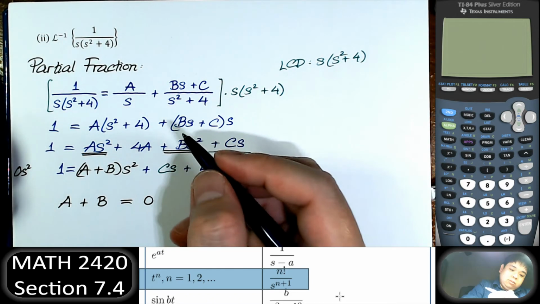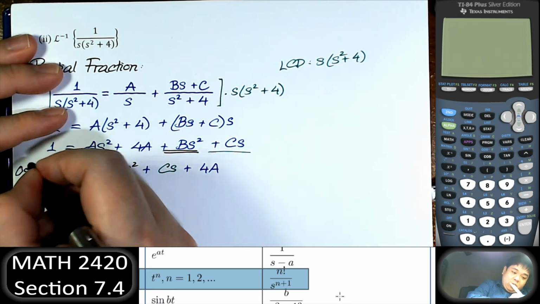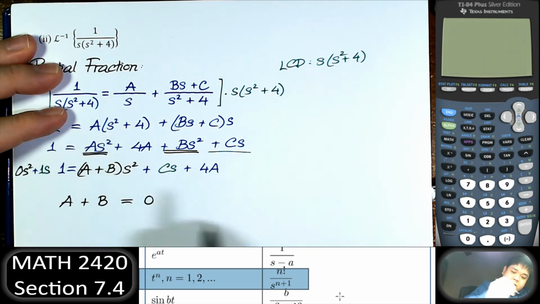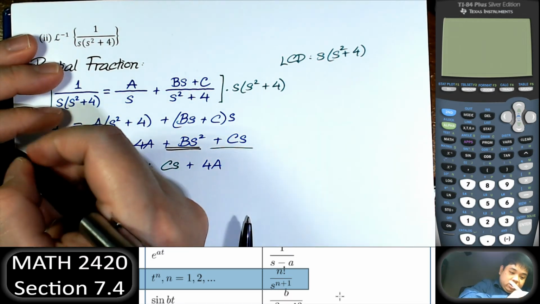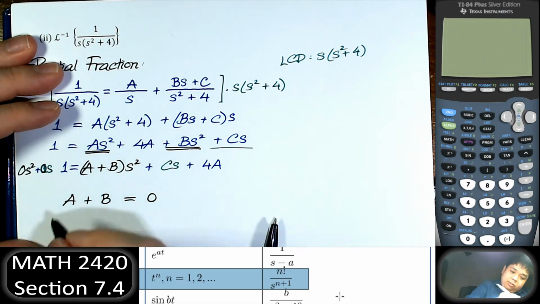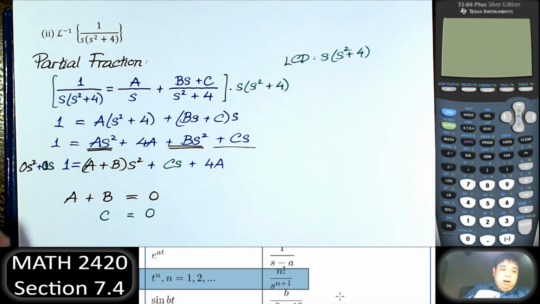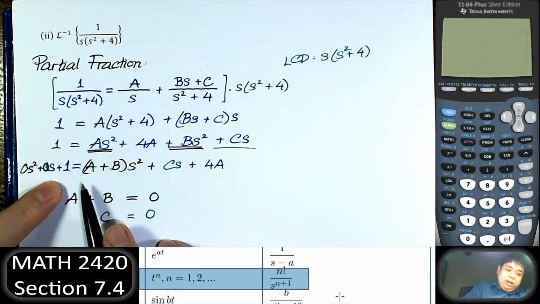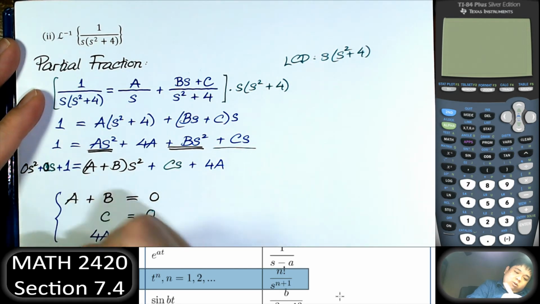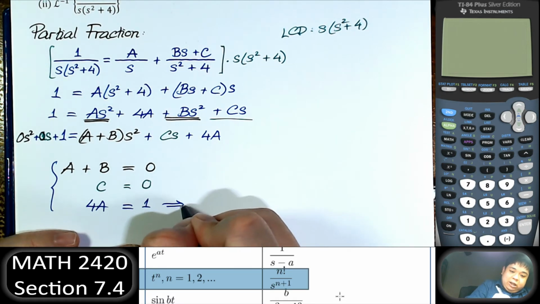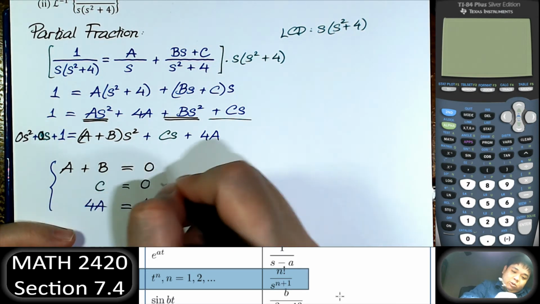Next, for cs, there's no s here. So we will match with 0. And then finally, for 4a, match to 1. Right, don't even need the calculator here because 4a equal to 1, so a is equal to 1/4. c is equal to 0, we already have that.